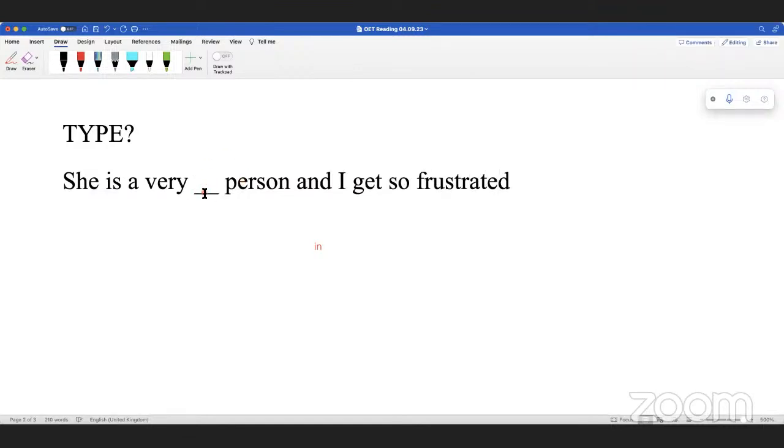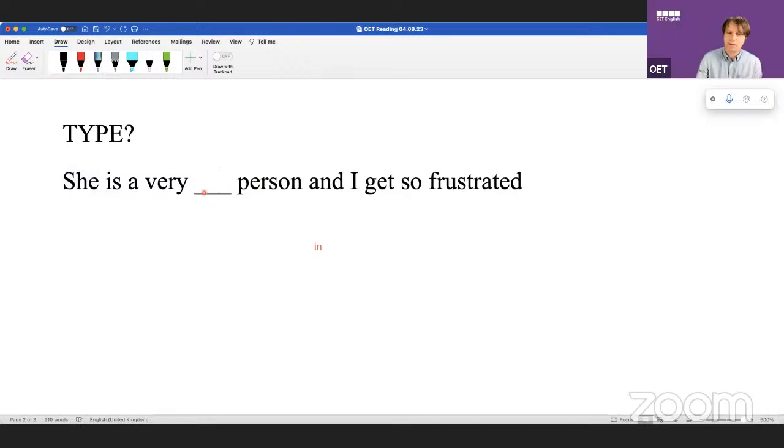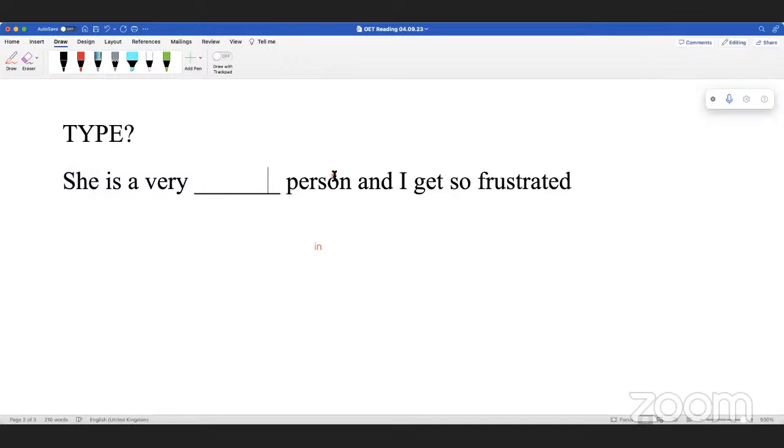Safi, she is a very blank person and I get so frustrated. Adjective. Is it good or bad, guys? Bad. Maybe he's very aggressive. Yeah, maybe aggressive or something like that. And remember, this is a talkative. If you think of it as a blank, you can easily begin to guess what it means.